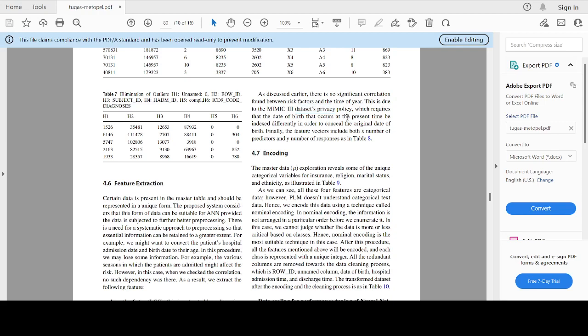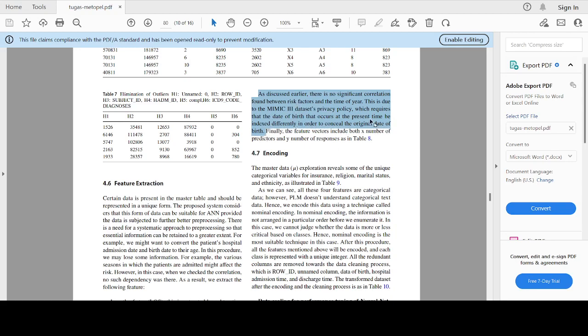This is to protect the data privacy of the patients, which requires that the date of birth that occurs at the present time be indexed differently to conceal the original date of birth. Okay, so basically they say there is no significant correlation found between risk factors and the time of the year. This is due to the MIMIC dataset privacy policy, which requires that the date of birth be indexed differently in order to conceal the original date of birth.